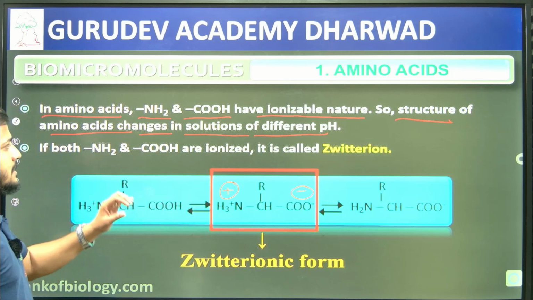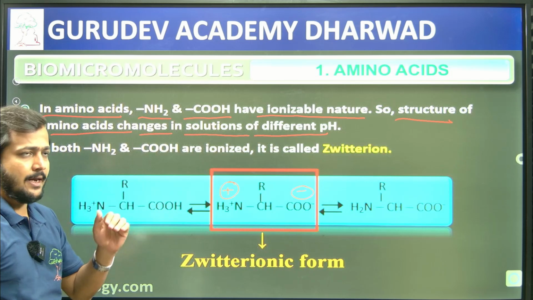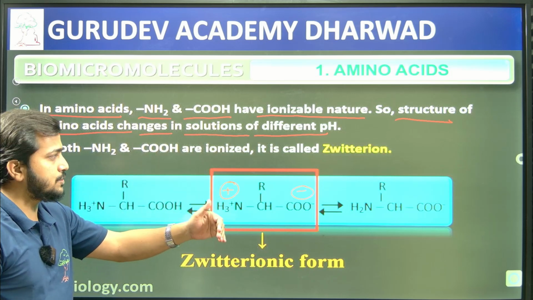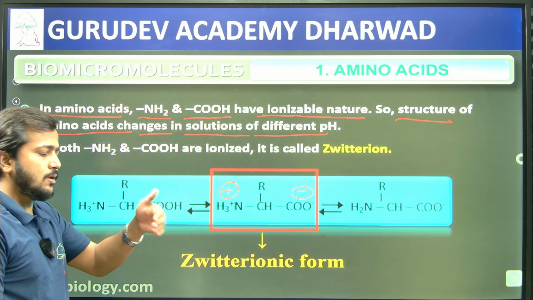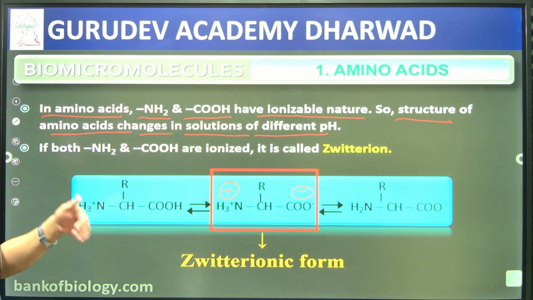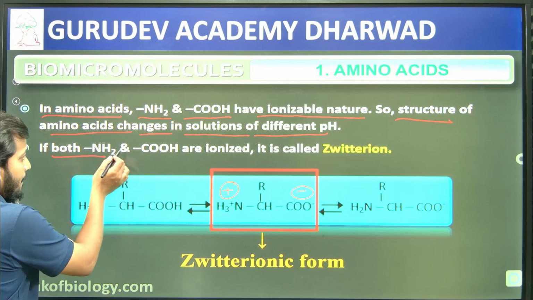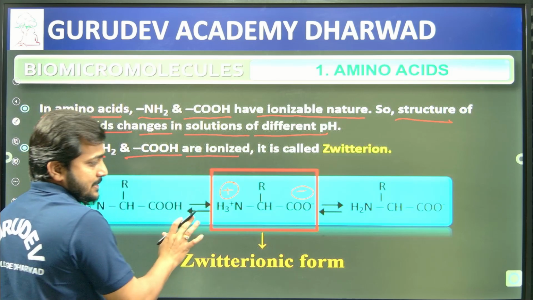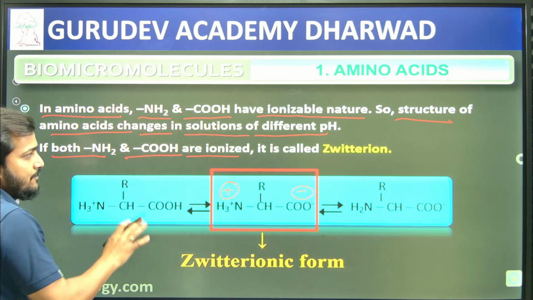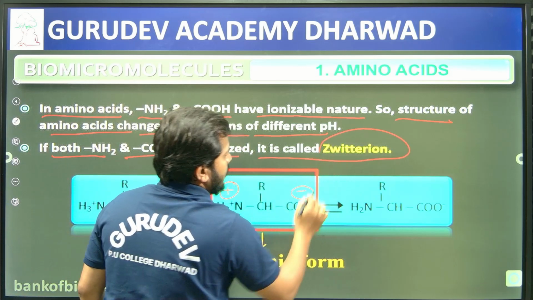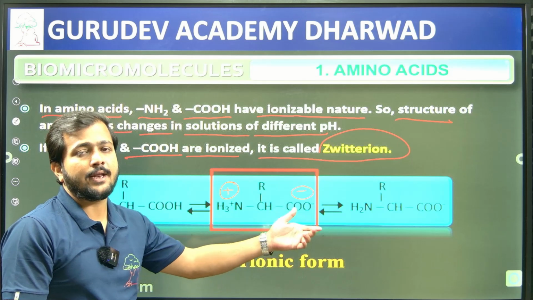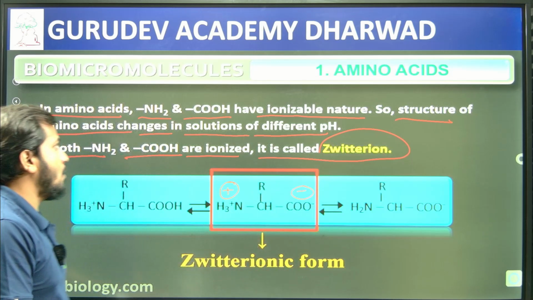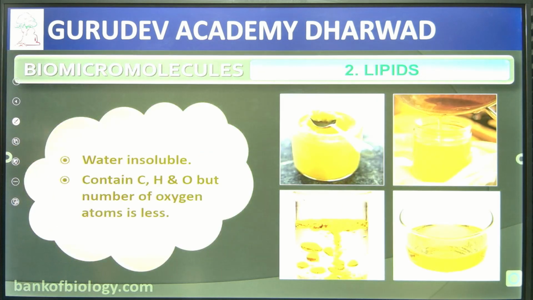But what you can consider over here is that in solution, if I give it an acidic solution, it will become acidic in nature, right? If I give it a basic solution, then it will become basic. So because of that, if both the amine and carboxylic groups are ionized with respect to different pH, it is called the Zitter ion. So what are amino acids? Amino acids are Zitter ionic in nature or Zitter ionic in form. So that is what you should remember here.